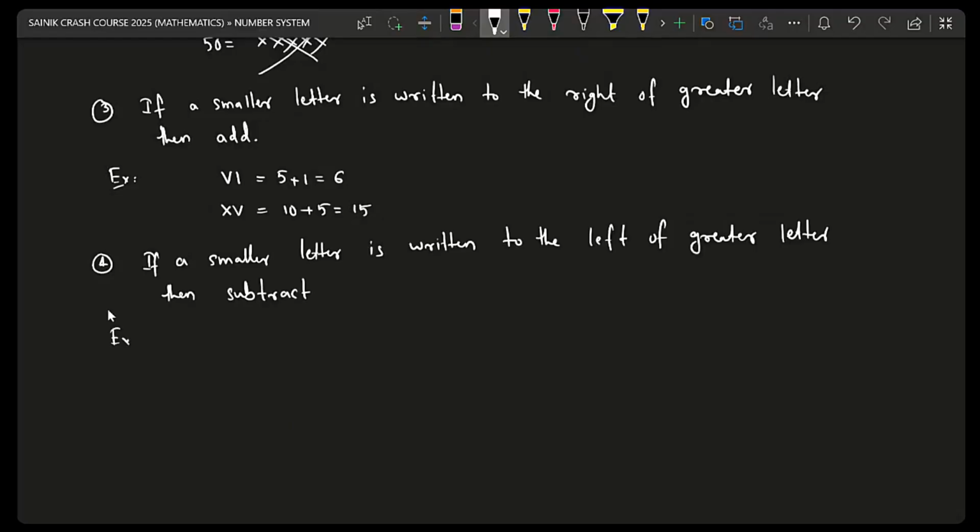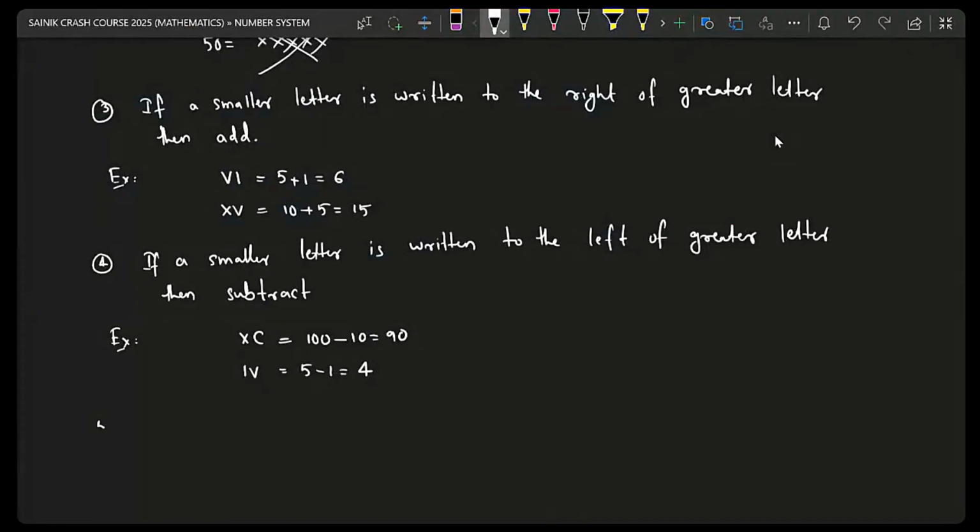So examples that we can take, something like if I write XC, so which is smaller and which is greater? X is smaller and C is greater, and you just check the direction, whether it is written to the left of greater or right of greater. The smaller one is written to the left of greater, so we are going to do subtraction. That is going to be 100 minus 10, which is 90. We can go for IV. Now the smaller one is I and the greater one is V, and the smaller is written to the left of the greater one. So we can write 5 minus 1, which is going to be 4.